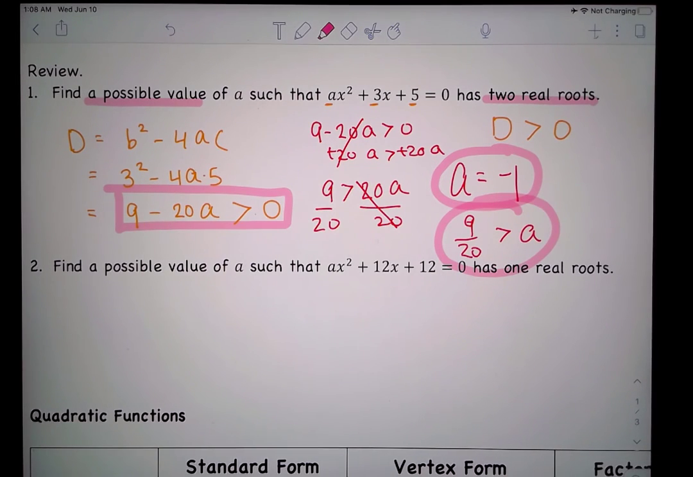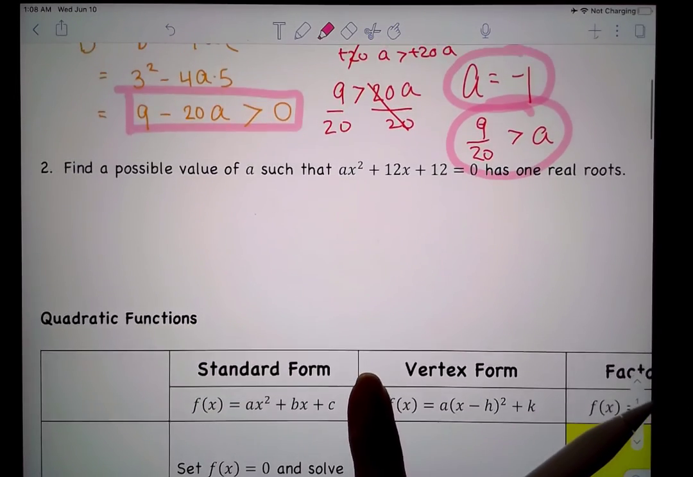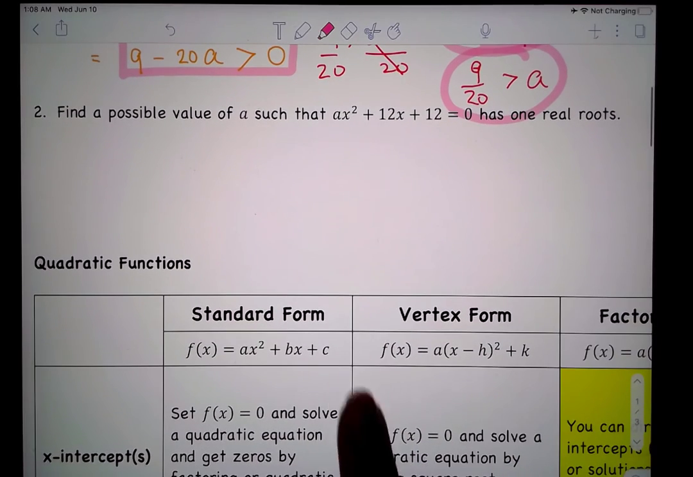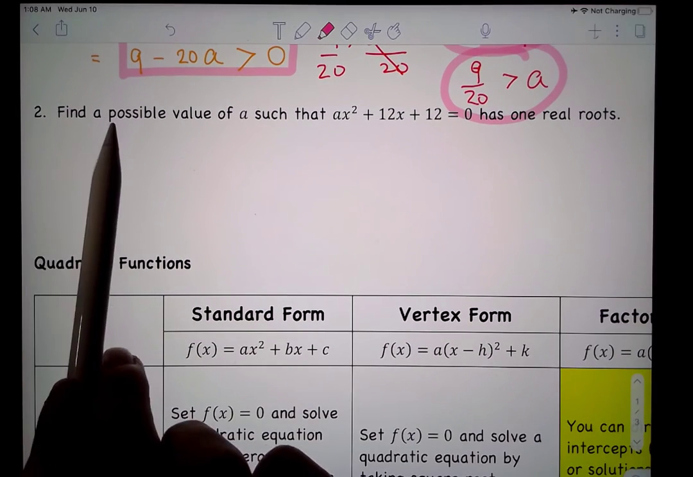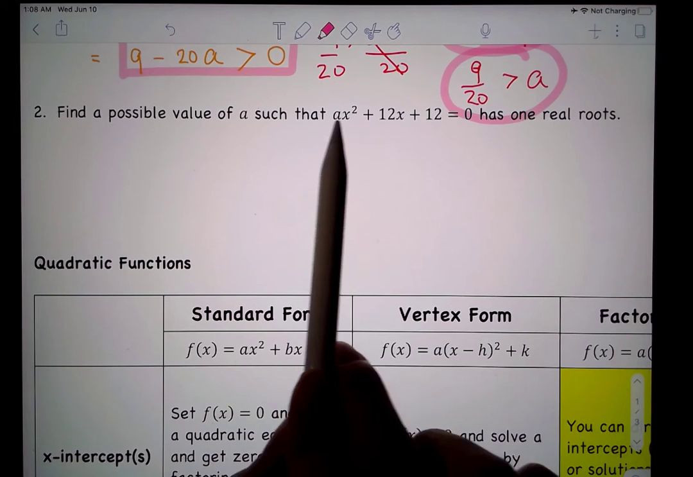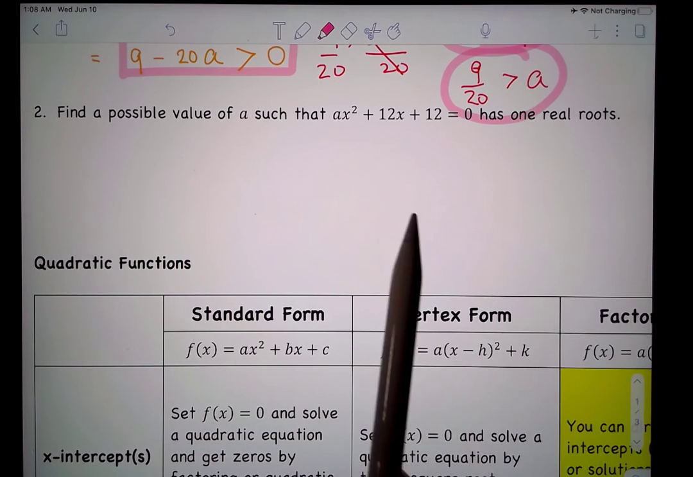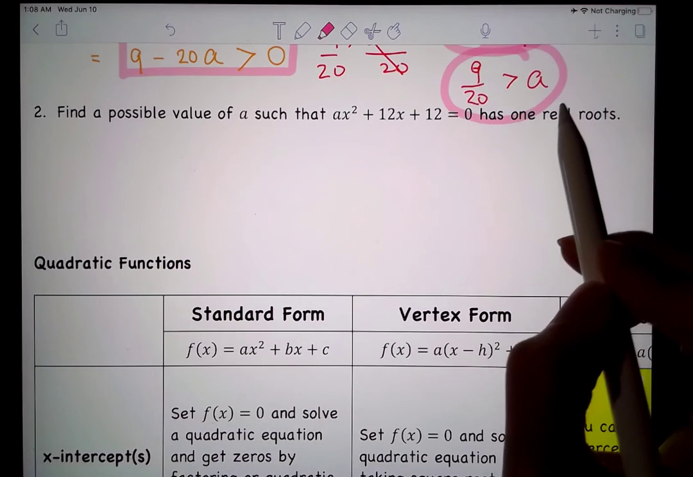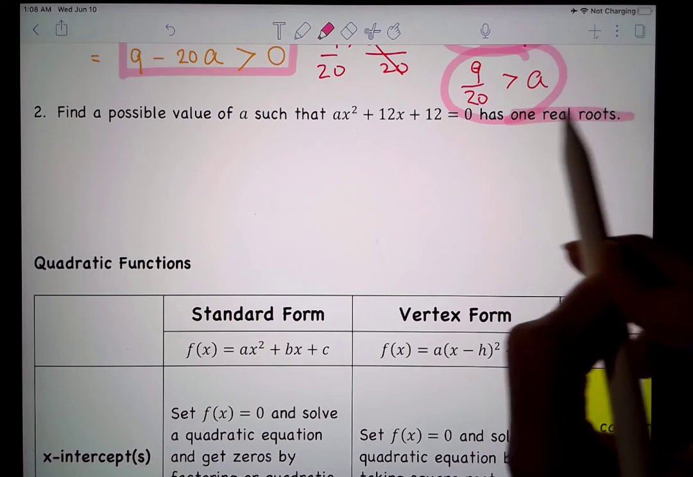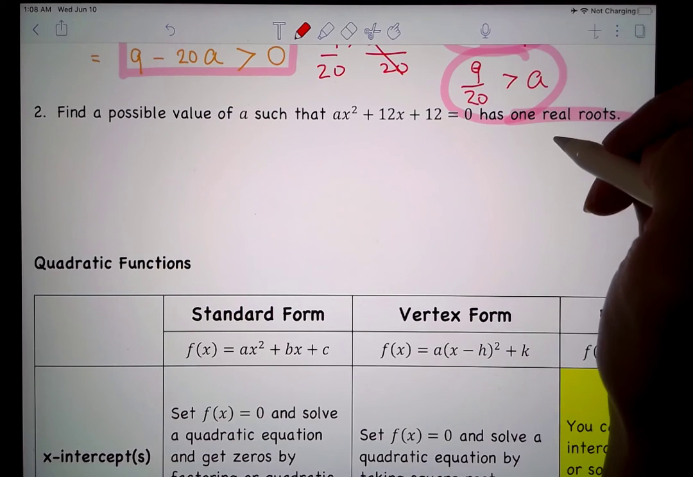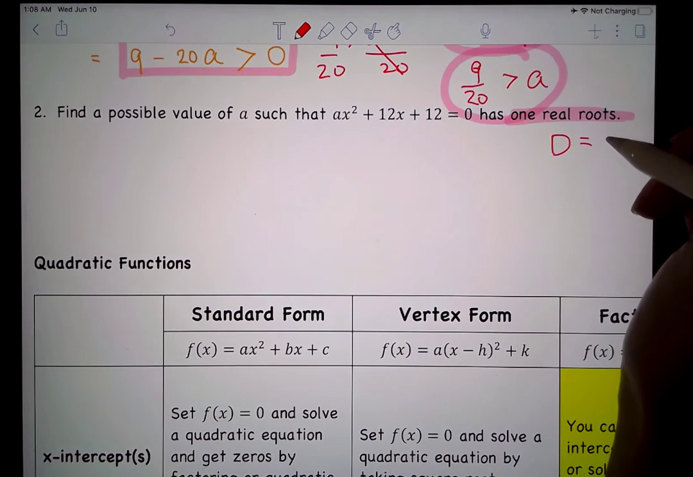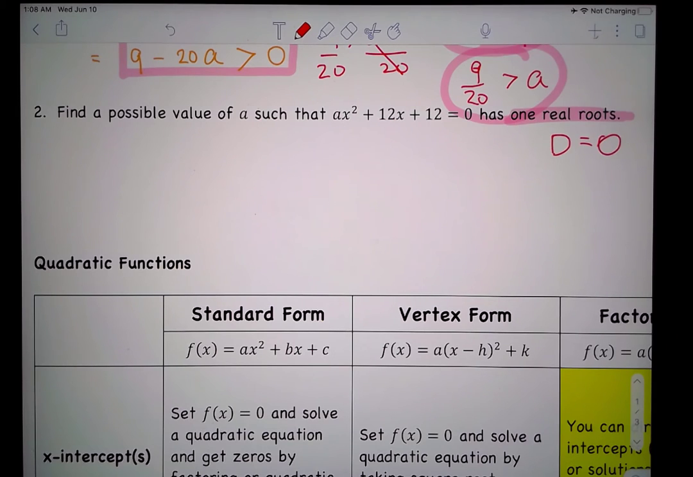Okay? And number 2, actually that was number 8 on your homework. Find the possible value of a such that this has one real root. So one real root, then what? When you want to get one real root, then that's D equals 0, right? When your discriminant is 0, then you get one real root.